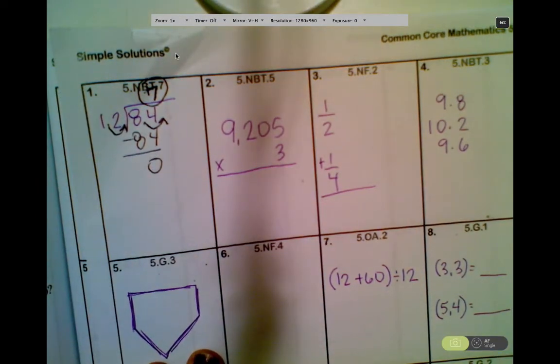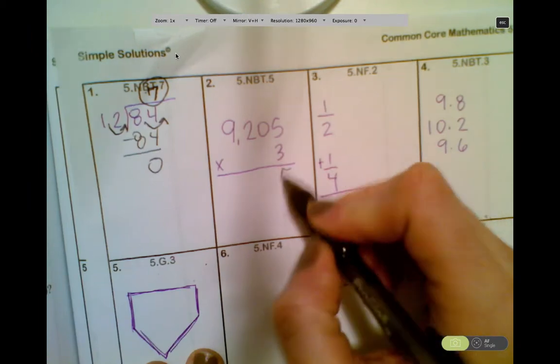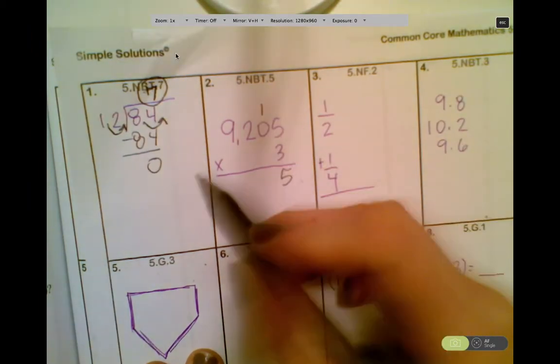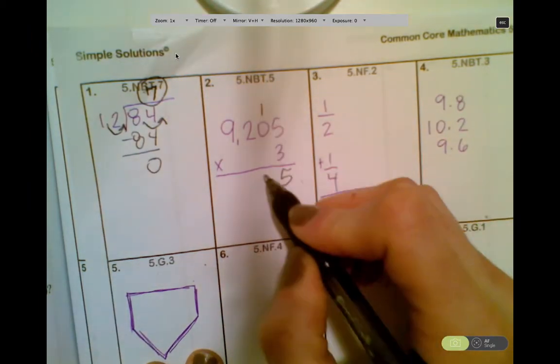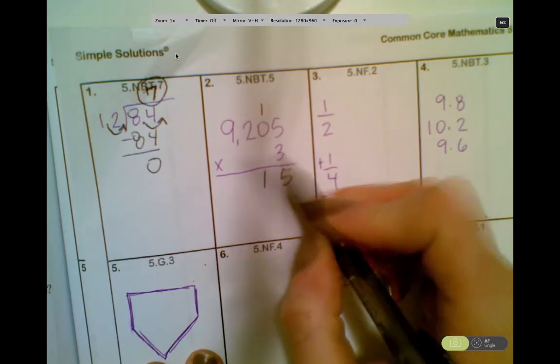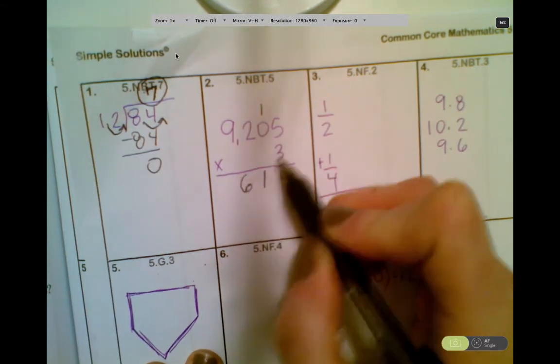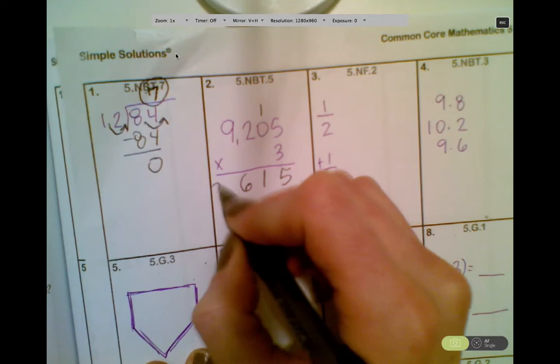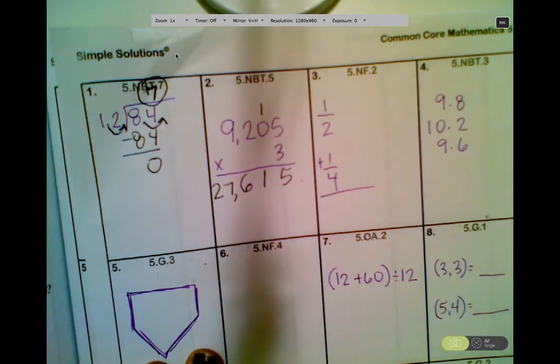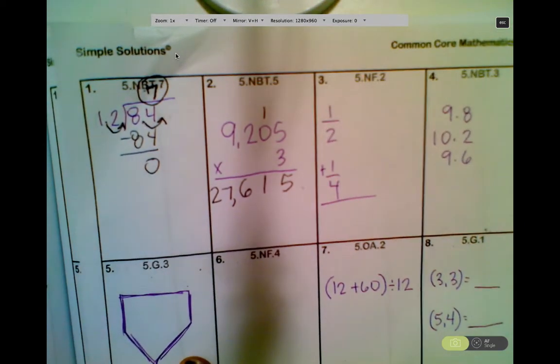Number 2, 9,205 times 3. 5 times 3 is 15. 3 times 0 is 0, plus 1 is 1. 3 times 2 is 6, and 3 times 9 is 27. 27,615.